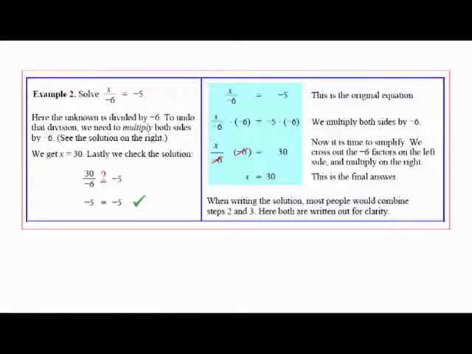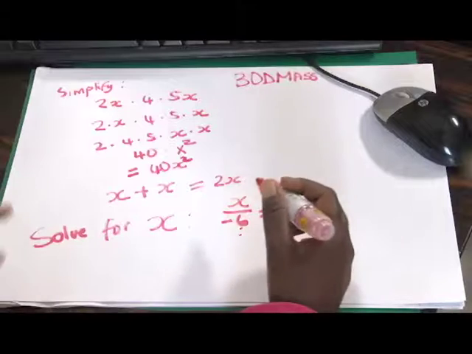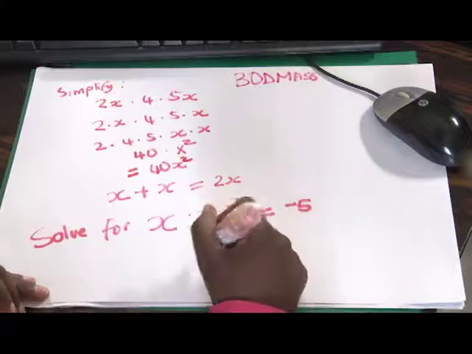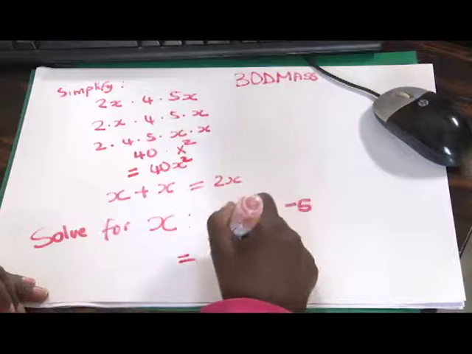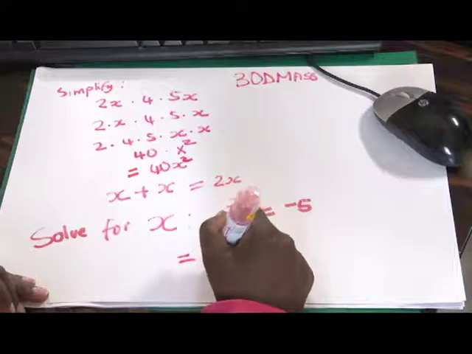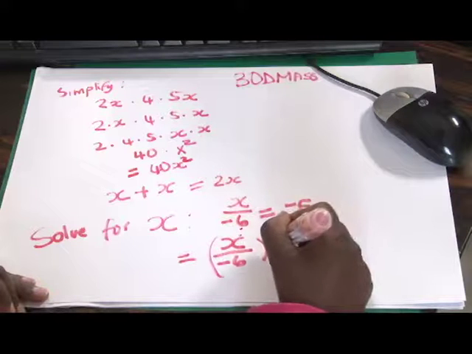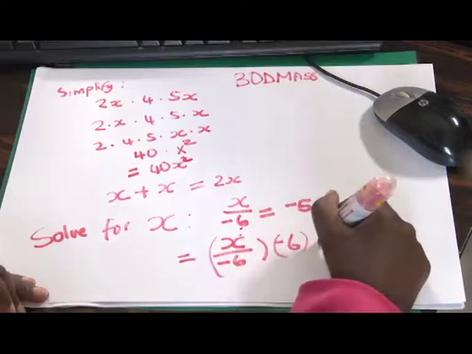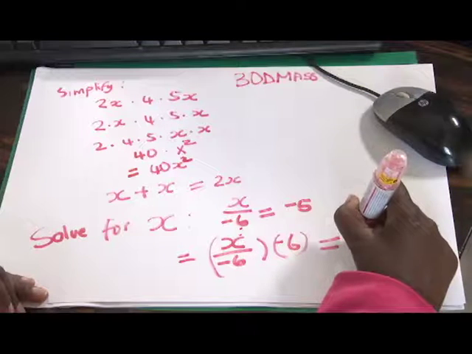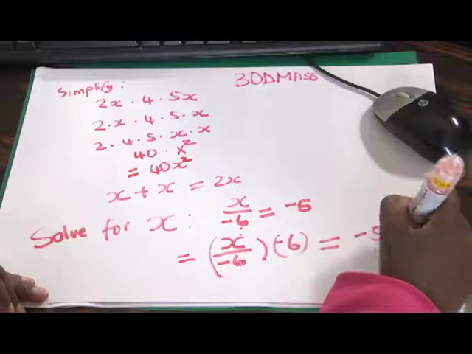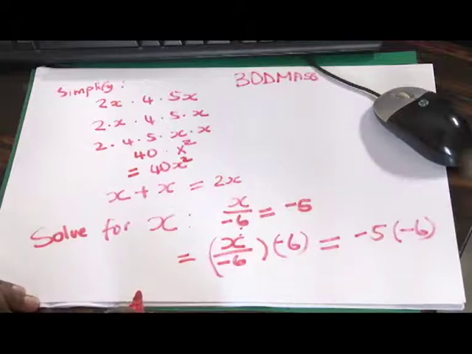Okay, now we are dividing. Our denominator is a minus 6. To undo this division, we need to multiply both sides by a minus 6. It's not only when you have a minus, but you want to have the denominators the same. So what we have here is x divided by minus 6, and we multiply both sides by a minus 6, and this is minus 5. We multiply it also with a minus 6.